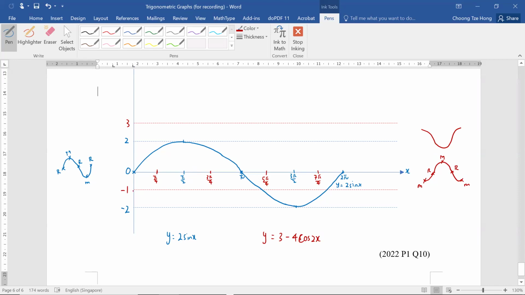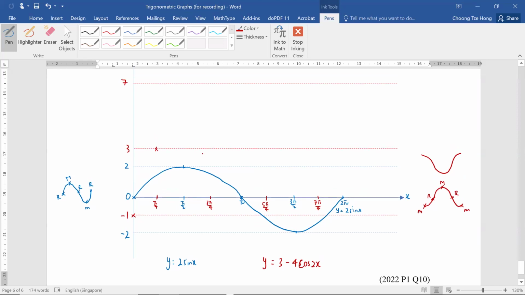So now the minimum value is -1, right? Okay, so we'll start over here. Then at the next important marking, pi over 4, you'll go to rest. Then at pi over 2, you'll go up to the maximum, then go down to the rest point again, and then at pi, you will go to the minimum.